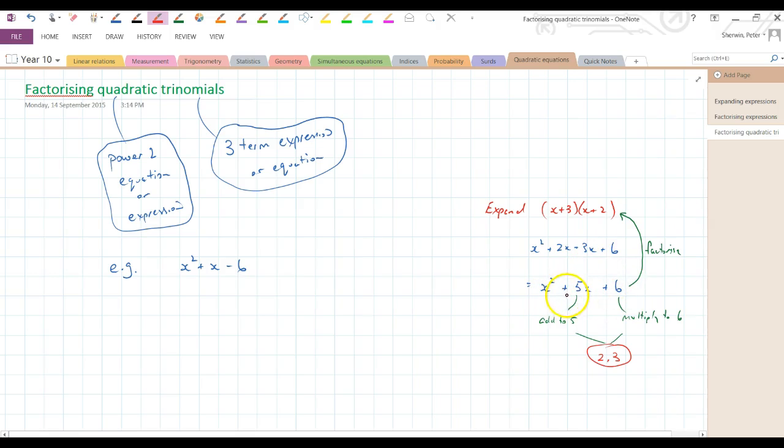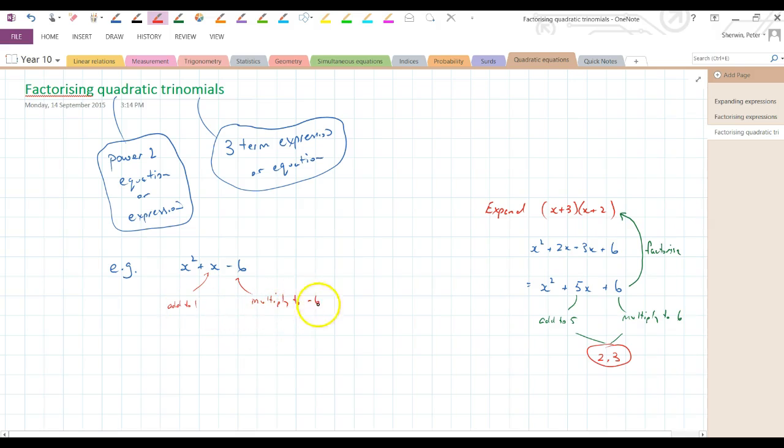So let's see if we can apply that over here. Add to 5, so add to the coefficient of x, the number in front of the x, and multiply to 6. So over here, it's a monic quadratic. There's a 1 in front there, so I can use this method. The number in front of the x here is 1. So I'm looking for two numbers that add to 1, and here I'm looking for the two numbers that also multiply to minus 6. I want two numbers that do that job for me. Add to 1 and multiply to minus 6.